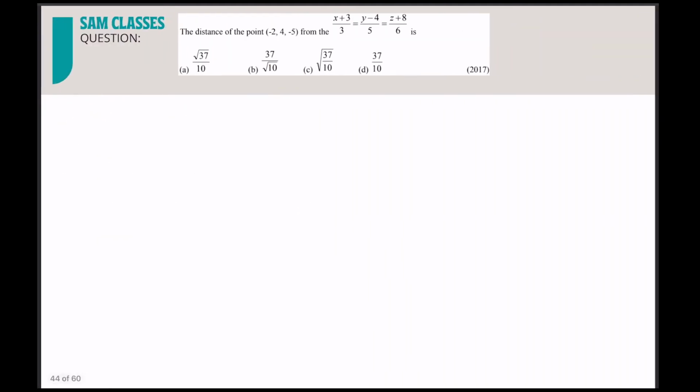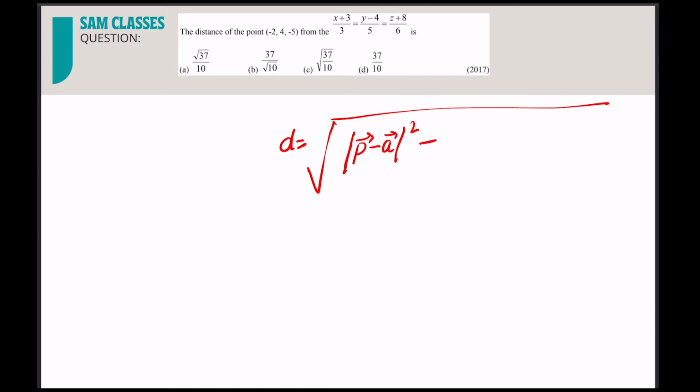Now the distance of a point from the line. This one, mug it up. I'm giving you a formula. Very easy. Once you start doing it, you can do all the questions. You can do the general method, but the formula is much faster. If you practice, it will be much faster. The distance is equal to the square root of mod of p vector minus a vector whole squared, minus mod of p vector minus a vector dot b vector by mod of b vector, whole squared.